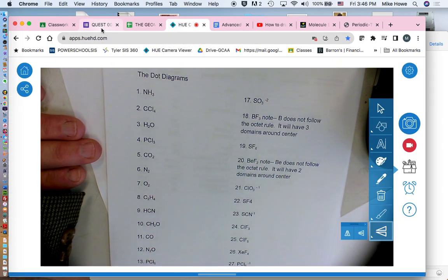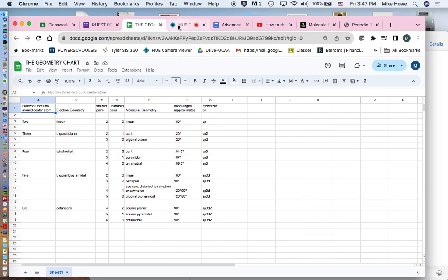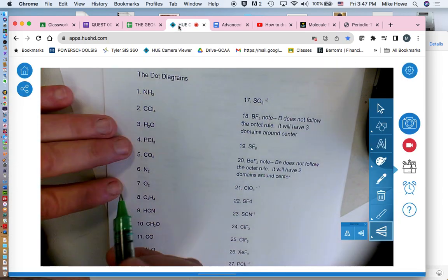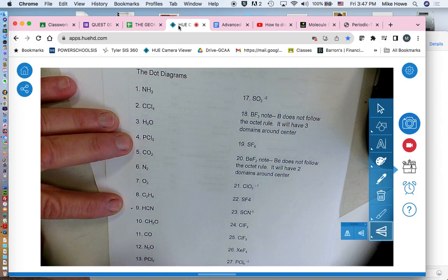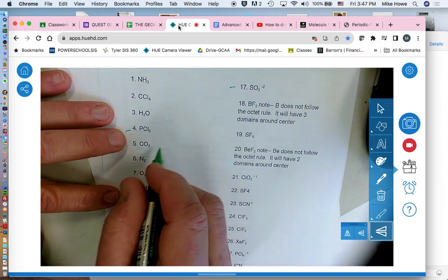Choice number one was 9, 16, 17, and 4. So we'll mark them on here. 9, 16, 17, and 4. So we'll just start drawing our dot diagrams.